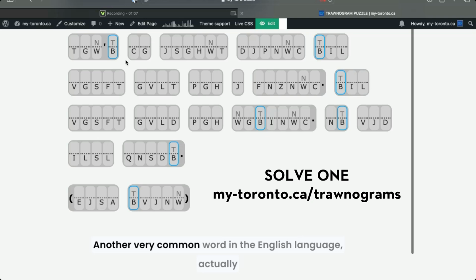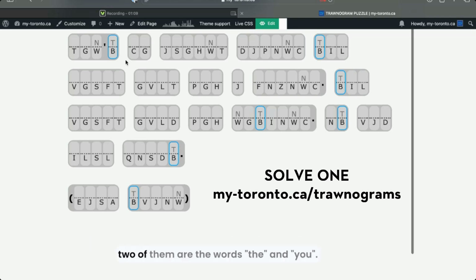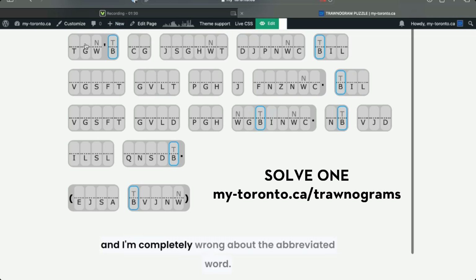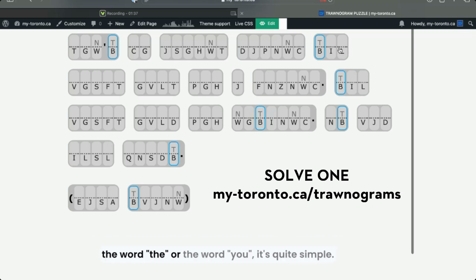Another very common word in the English language, actually two of them, are the words the and you. These are both three-letter words, so you have to try to decipher which three-letter word this may be. If I'm right about the abbreviated first word, then this is hoping to be the word the. However, it may be the word you, and I'm completely wrong about the abbreviated word. In order to decipher the difference between whether this is the word the or the word you, it's quite simple.